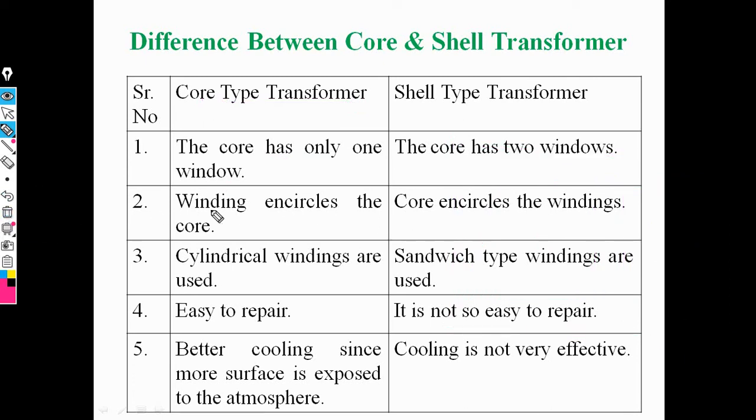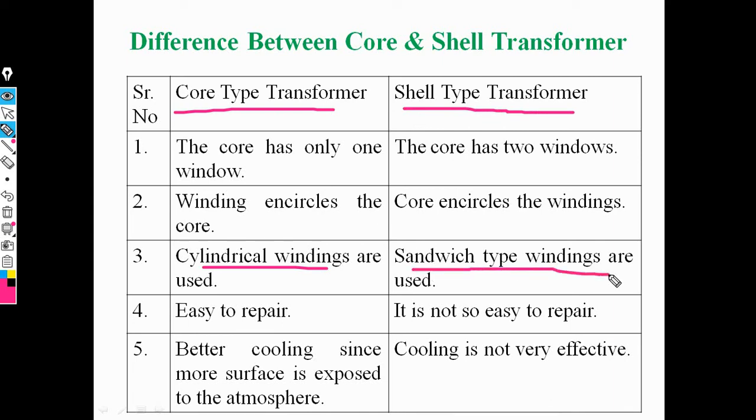Here the winding encircles the core. In the core type transformer, the winding is placed on the side limb of the transformer, but in the shell type transformer the winding is placed on the central limb of the transformer. In the core type transformer, cylindrical winding is used, but in the shell type transformer, sandwich type winding is used.